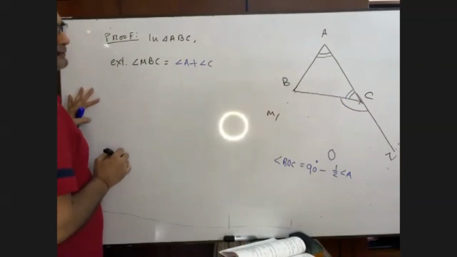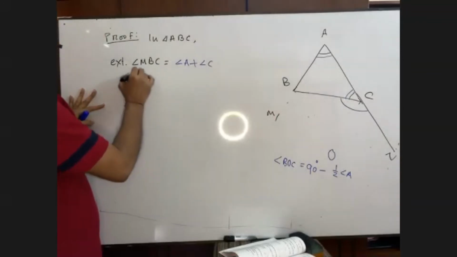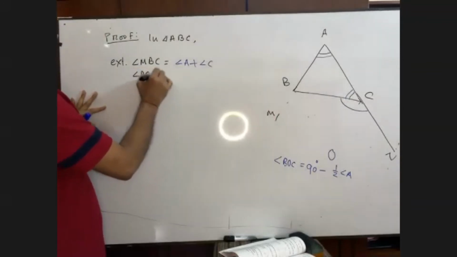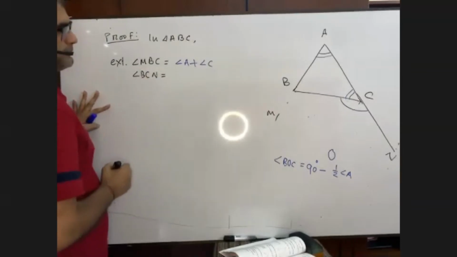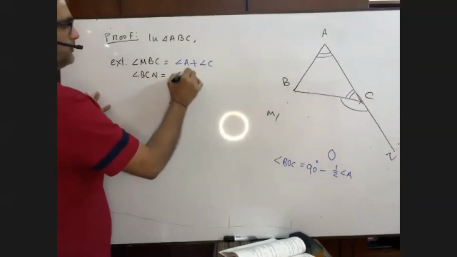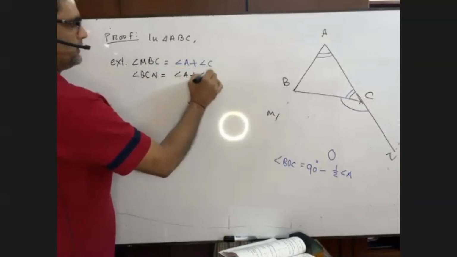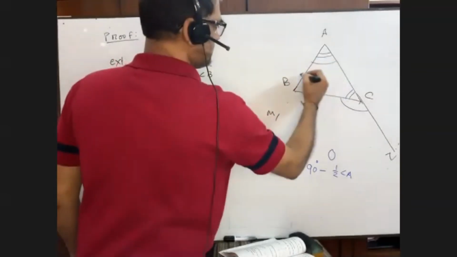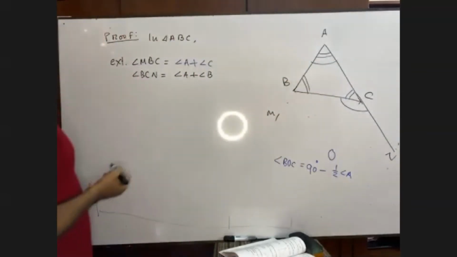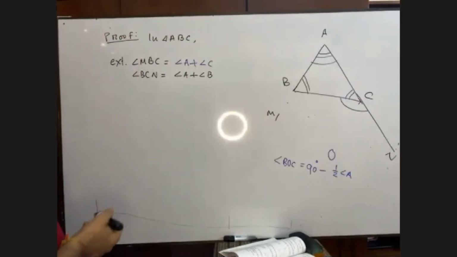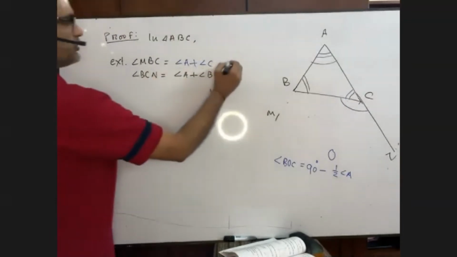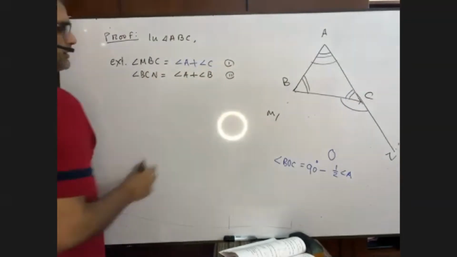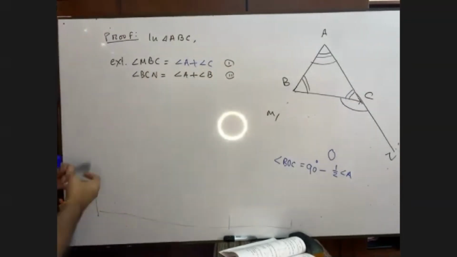Angle BCN. Angle BCN, sir. It is equal to what? Angle A plus angle B. That is this angle and this angle. Sum of the opposite interior angles. Okay, that's good. Suppose this is equation 1, and this is equation 2. Now what should be written?